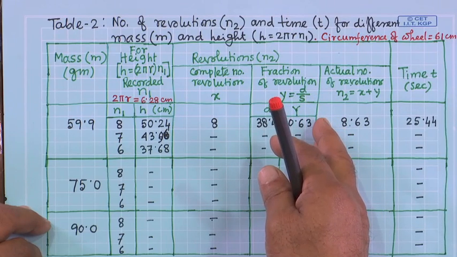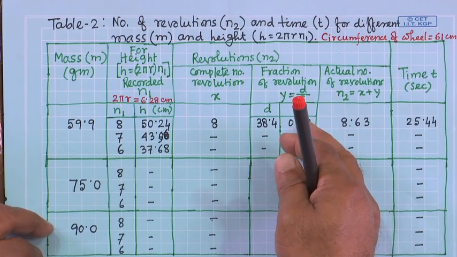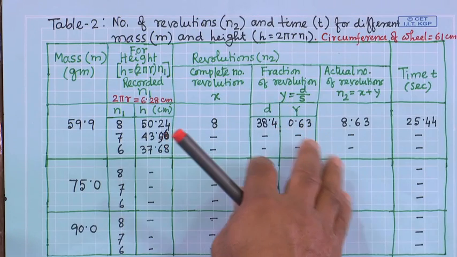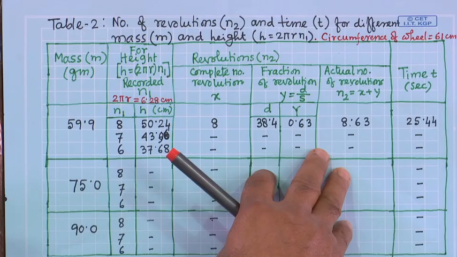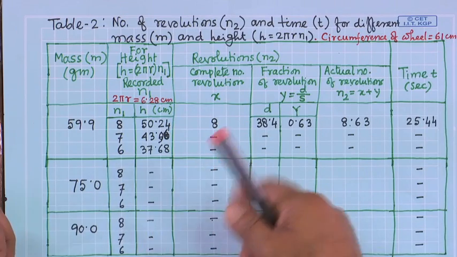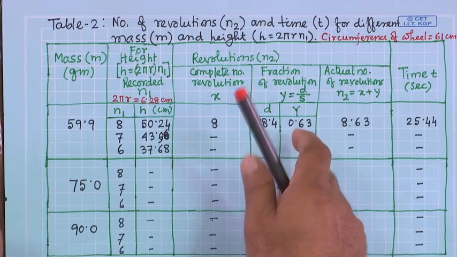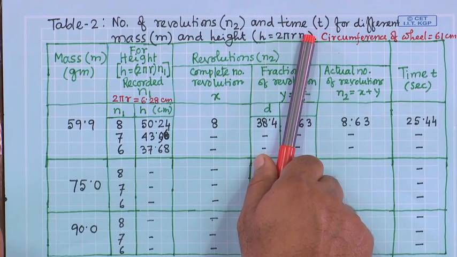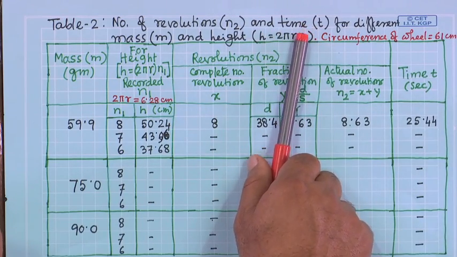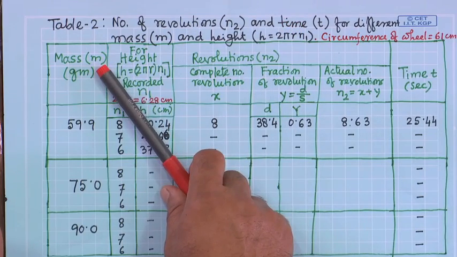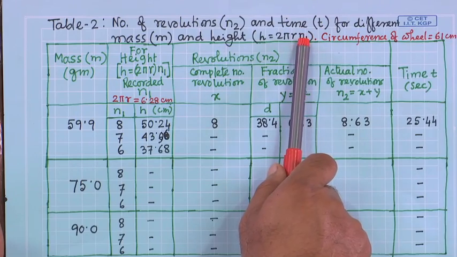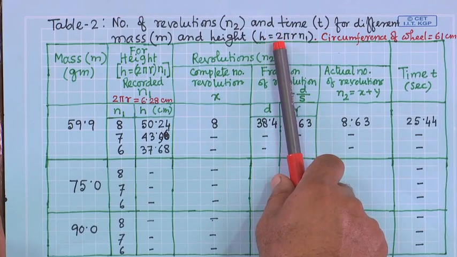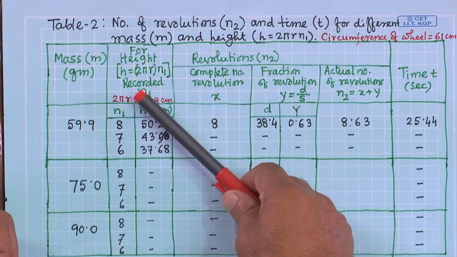Then, just when it detaches, we have to start the stopwatch and see how much time it takes to come to rest, and before coming to rest how many turns it completes. That is what we have to count: N2, and we have to measure time t, for a particular mass and particular height. For a particular mass we will take readings for 2-3 heights, then we will change the mass.